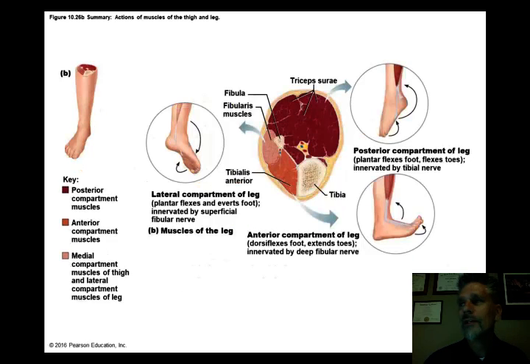Same thing when we get down here. I like along the left-hand side here. Perfect for Halloween. We see a cut leg like that. But again, we see a lot in the posterior, right? We see some on the lateral, a little bit on the anterior, not a lot on the medial side there, right, where the tibia is.